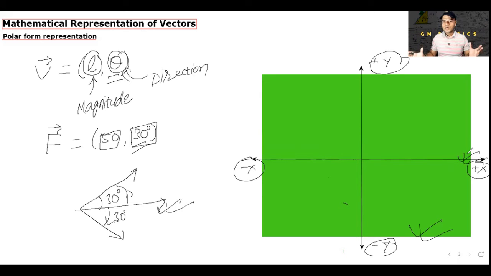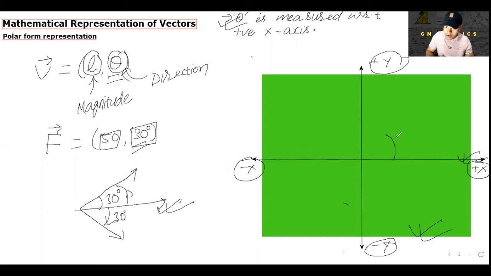You don't have to be confused about which line to choose for drawing that angle, 30° or any angle in general, whether 60°, 150°, 120°, whatever. So keep in mind that this is the standard reference that you have to measure the angle with respect to: positive x-axis. So let's write it. Theta is measured with respect to positive x-axis. Now the question is, in what sense? Whether I should measure 30° in this sense, that is anti-clockwise, or in this sense, clockwise.